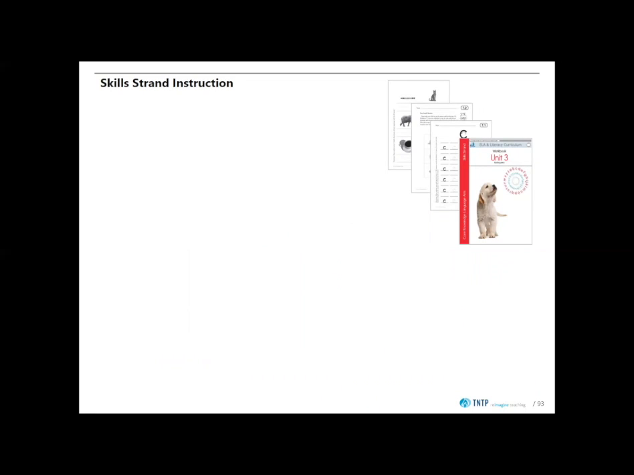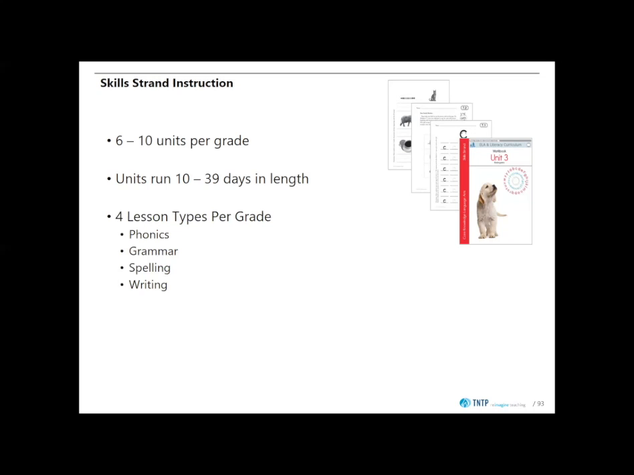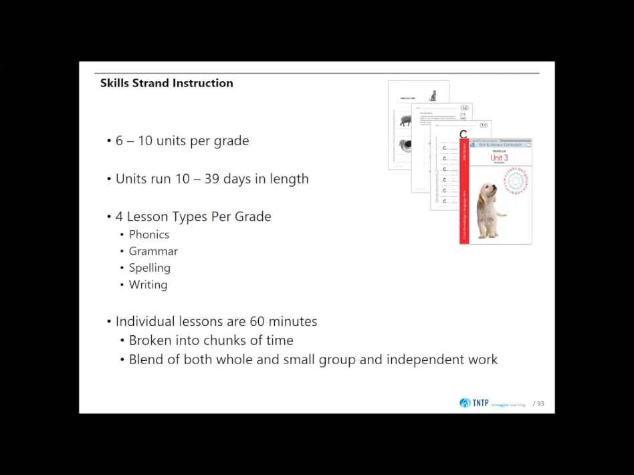Within each unit, students will receive 4 different types of lessons: phonics, grammar, spelling, and writing. Lessons often have multiple lesson types within a 60-minute lesson. There are 6 to 10 units per grade. Units run between 10 and 39 days in length. These 4 lesson types include phonics, grammar, spelling, and writing. And individual lessons are 60 minutes long.